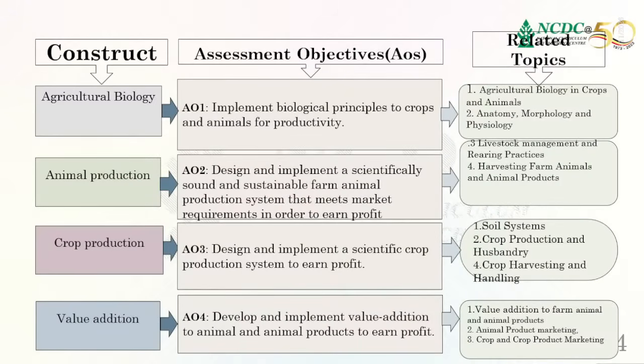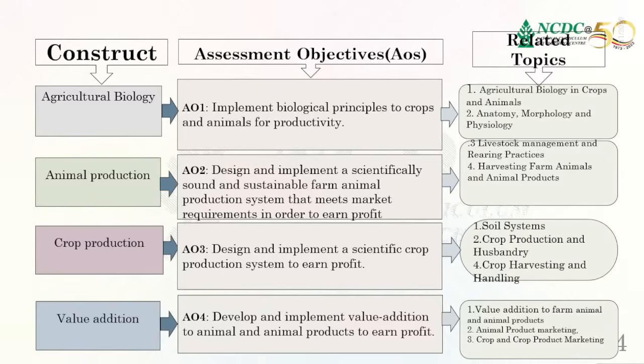Then principles and practices of agriculture, we have four constructs. The first one is agriculture biology, and its objective is implementing biological principles to crops and animals for productivity, and such content comes from topics 1 and 2, agriculture biology in crops and animals, and then anatomy, physiology and morphology.